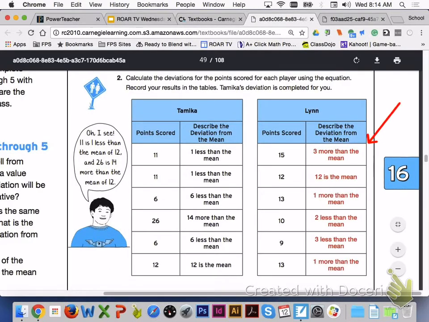If we look at Lynn's table for number 2, if the mean is 12 and she scored 15 points, then her deviation is 3 more than the mean. 12 points, 12 is the mean. 13 points, the deviation is 1 more than the mean. 10 points, the deviation is 2 less than the mean. 9 points, the deviation is 3 less than the mean. And 13 points, the deviation is 1 more than the mean.